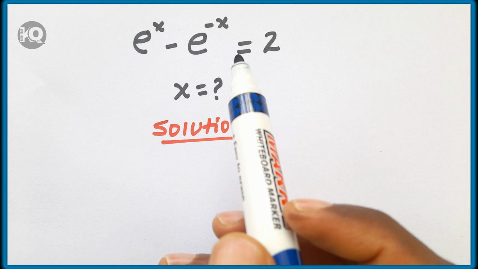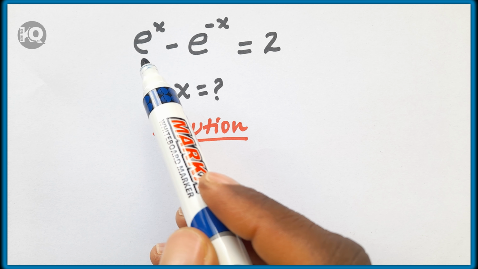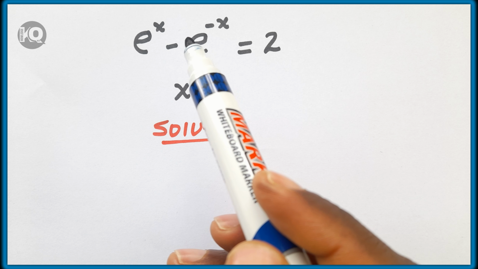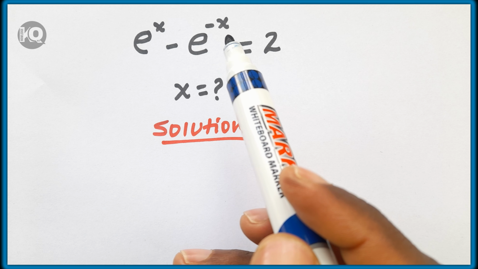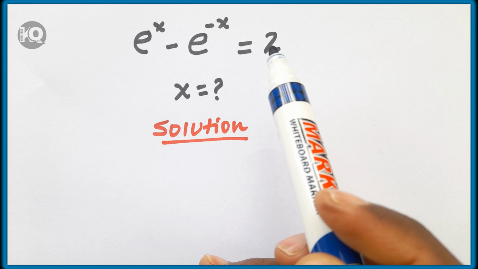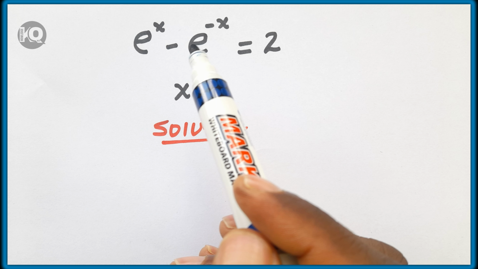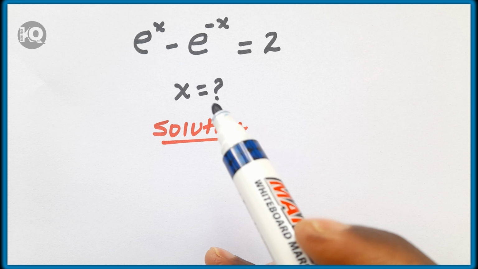Hello, welcome. Solve this exponential equation: e to the power of x minus e to the power of minus x is equal to 2. Find the value of x which satisfies this equation. So let's go to the solution.